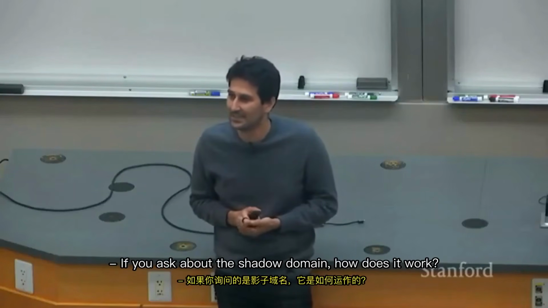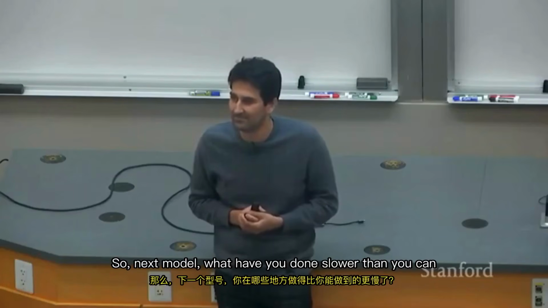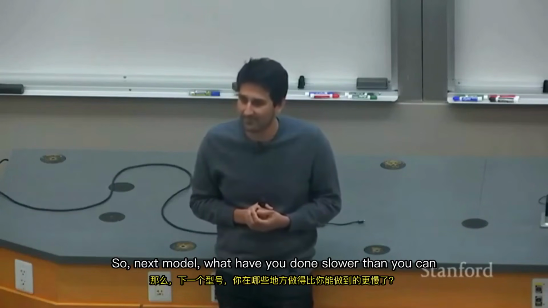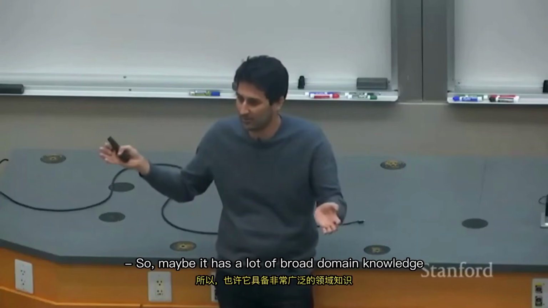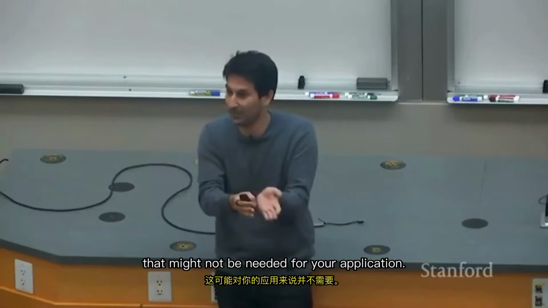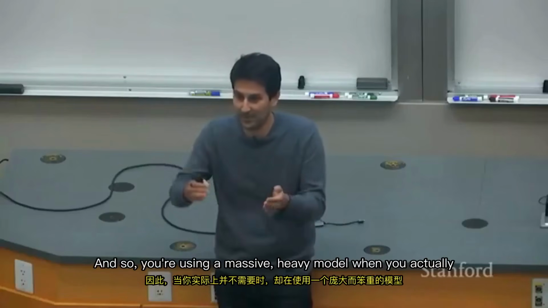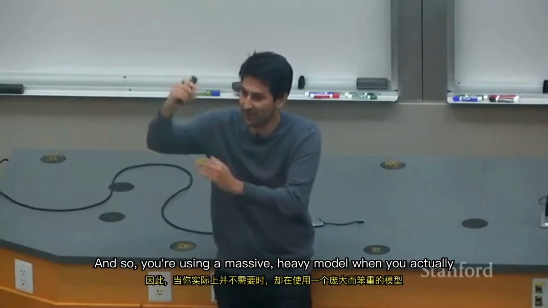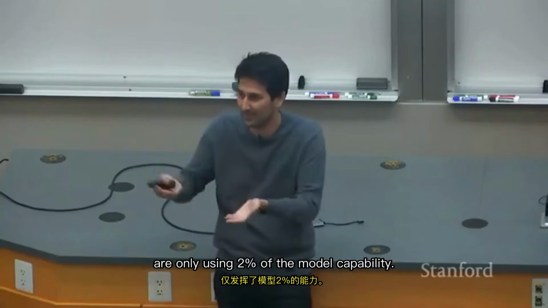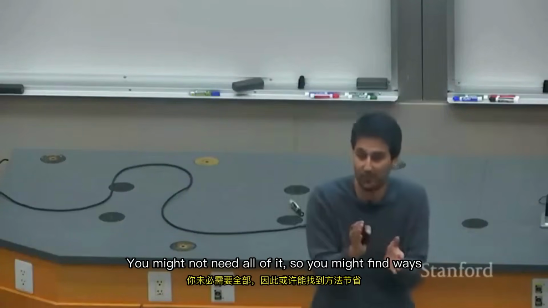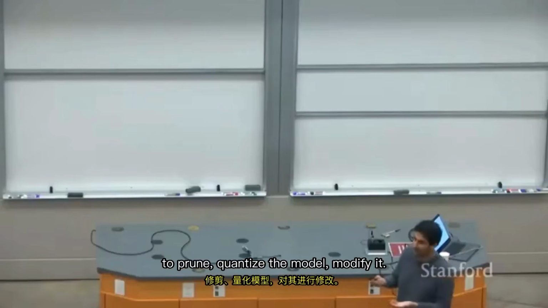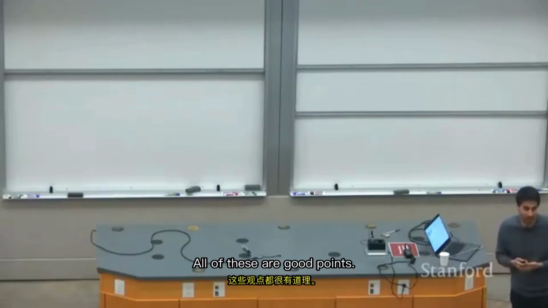Yeah. Maybe it has a bunch of shallow domain knowledge that you don't really need, so it makes the model a lot heavier, a lot slower. So maybe it has a lot of broad domain knowledge that might not be needed for your application. And so you're using a massive, heavy model when you actually are only using 2% of the model capability. You're perfectly right. You might not need all of it. So you might find ways to prune, quantize the model, modify it. All of these are good points.